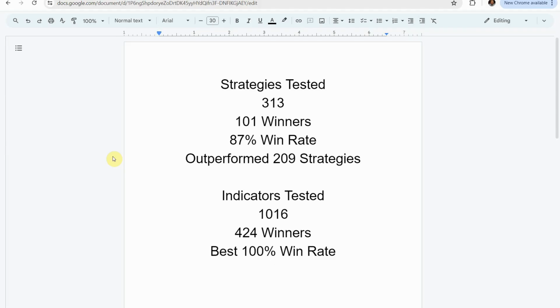Alright, as I said, today we will be testing a 5-minute trend strength indicator. Before we do though, I wanted to put the testing scoreboard up for everyone to see. So to date, we have tested a total of 313 different strategies with 101 of them being winners. The best one so far was able to achieve an 87% win rate. That was achieved using the Academy of Forex indicator. And since we've been keeping track, we have outperformed 209 of the other strategies that we have put it up against. Every single one so far. We've also tested a total of 1,016 indicators with 424 of them being winners.